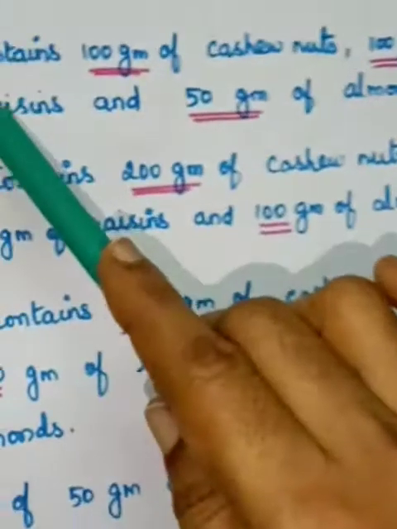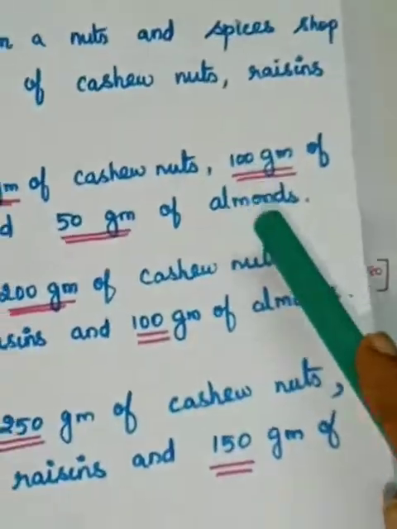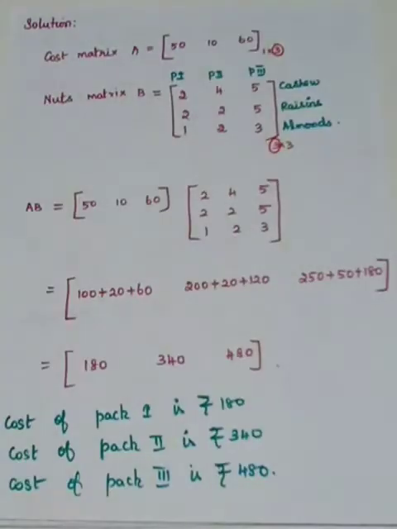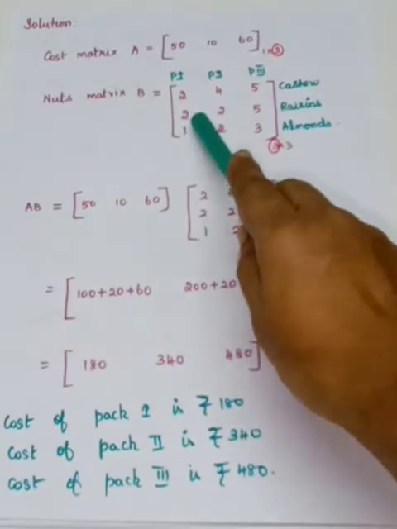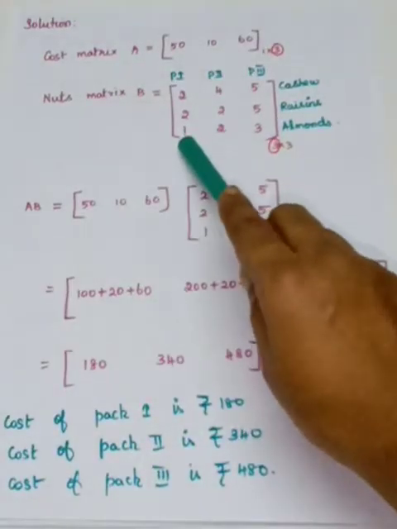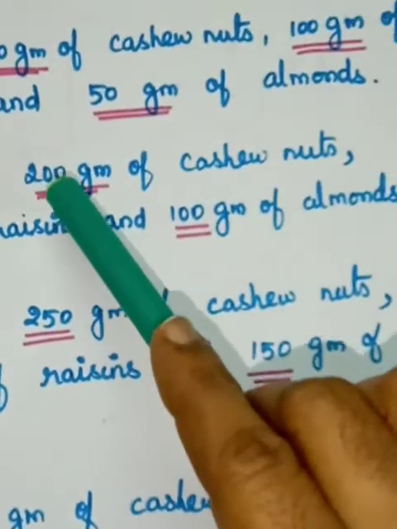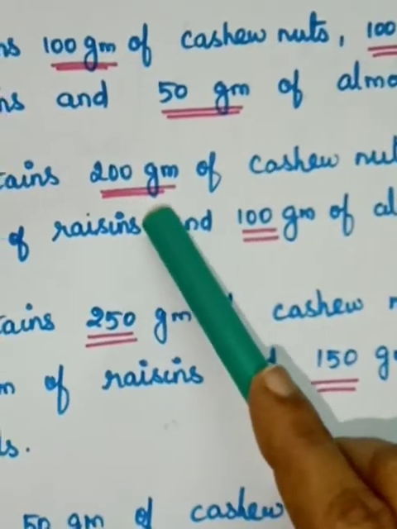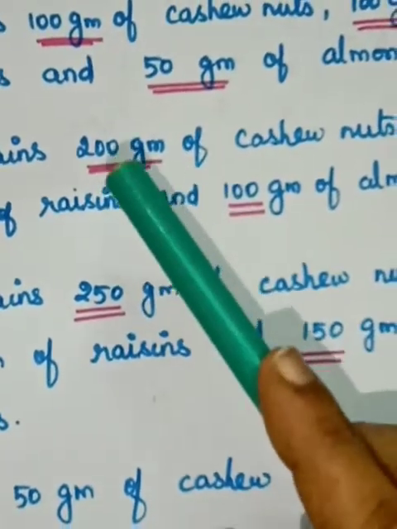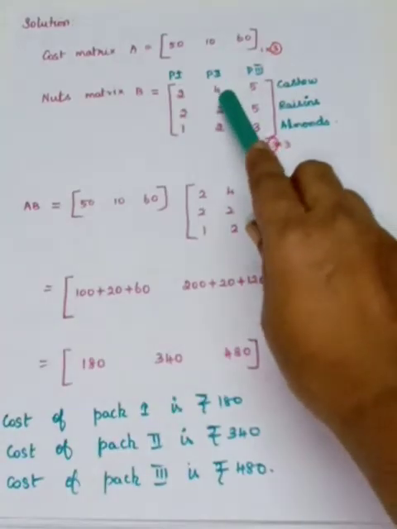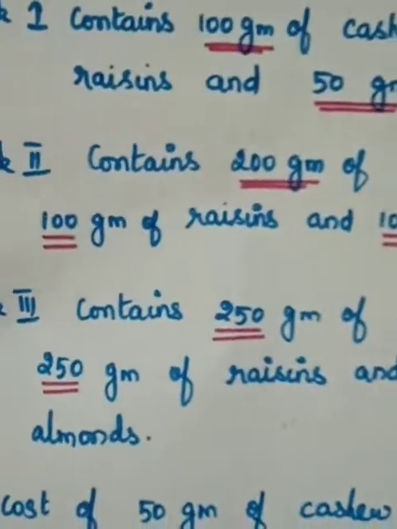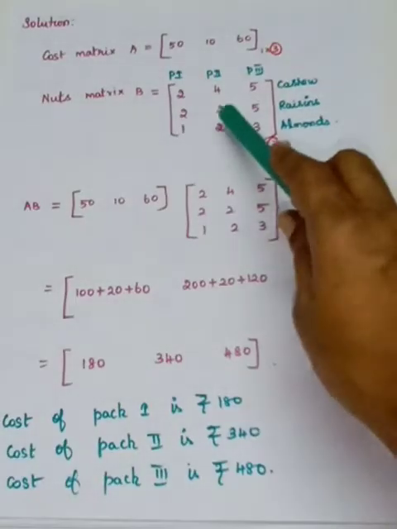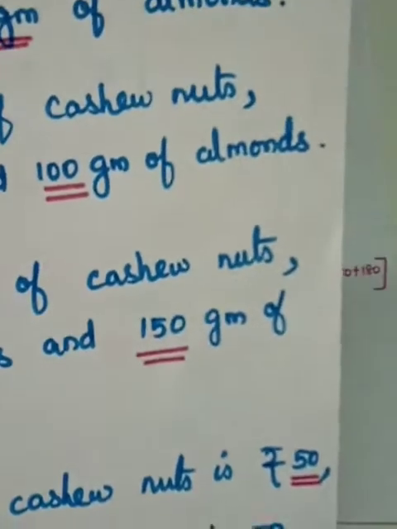And 100 gram of raisins, that's also 2. And 50 gram of almond, so 50 gram we take as 1. In the same way, for pack 2, 200 grams means 50 gram is 1, so 200 gram is 4. So here it is 4. And 100 gram of raisin is 2, and 100 gram of almonds is 2.